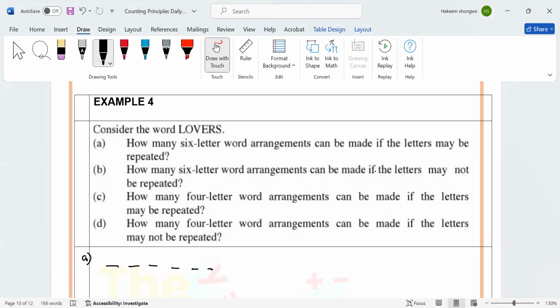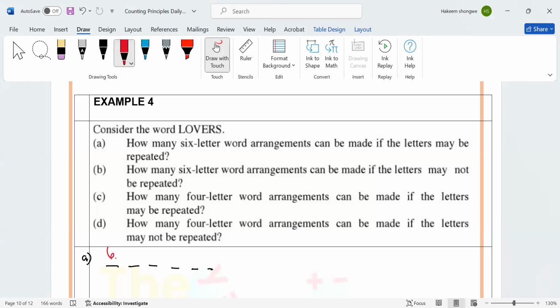If we are allowed to repeat a letter, it means I can have a word that says L, L, L, L, L, L. I can have a word that says O, O, O, O, O, O, because the letters may be repeated. So how many letters do we have all in all? Let's check: 1, 2, 3, 4, 5, 6. So the first space can be occupied by what?